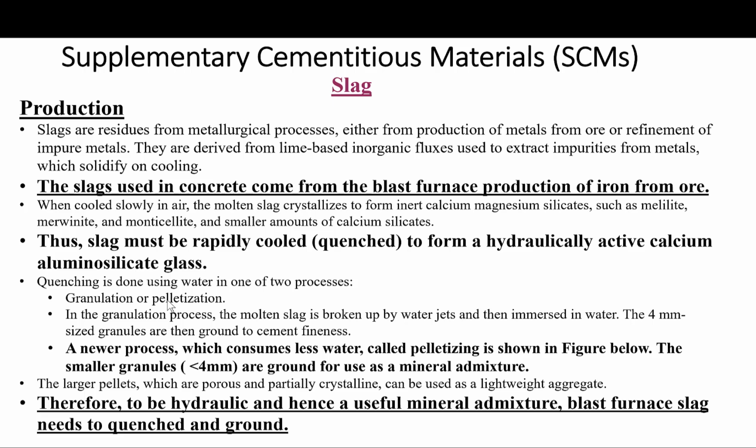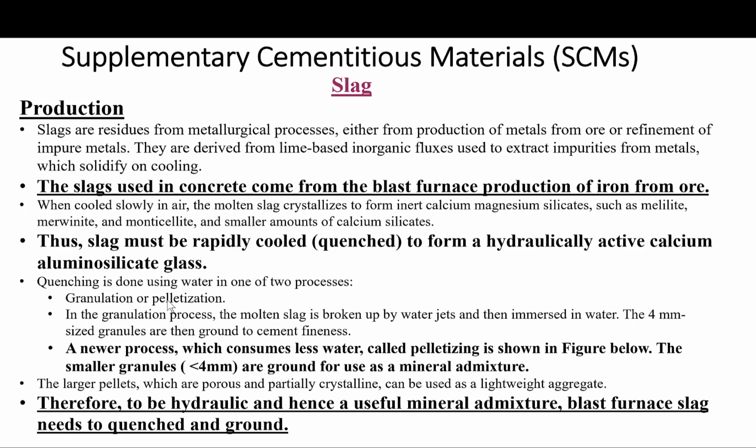So slag must be rapidly cooled or quenched to form a hydraulically active calcium aluminosilicate glass. Okay, so quenching is done using water in one of two processes. First, granulation or pelletization. In the granulation process, the molten slag is broken up by water jets and then immersed in water. The roughly 4 millimeter sized granules are then ground to cement fineness.